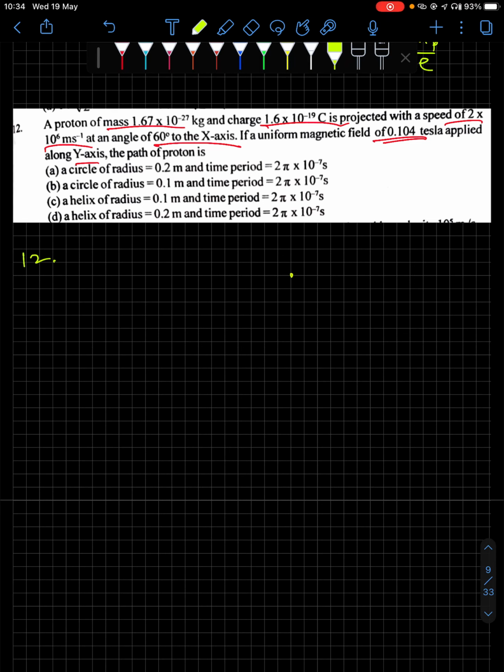Now, the magnetic field is along the y-axis, as mentioned here. The proton makes an angle of 60 degrees with the x-axis, therefore with the magnetic field it makes an angle of 30 degrees, because in our relation we consider the angle made with the magnetic field. So when it makes an angle of 30 degrees with the magnetic field, it will have a helical path, right?